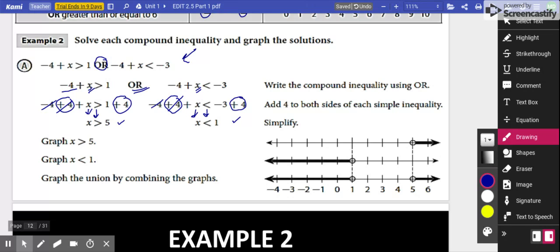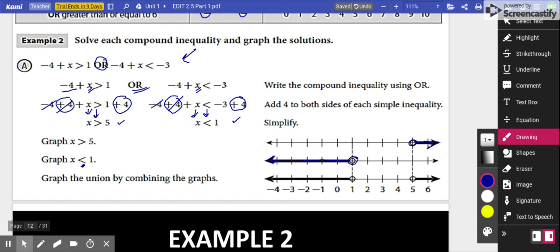Now that I have solved for x twice, I get to graph each of these two pieces. So if x is greater than 5, I'm going to find 5 on my graph. Strictly greater, it's an open circle, and then I fill my arrow into the right. X is strictly greater than 1. I'm going to find, whoops, not greater than. That was my fault. X is strictly less than 1. So I'm going to find my 1, open circle, and shade everything to the left of it.